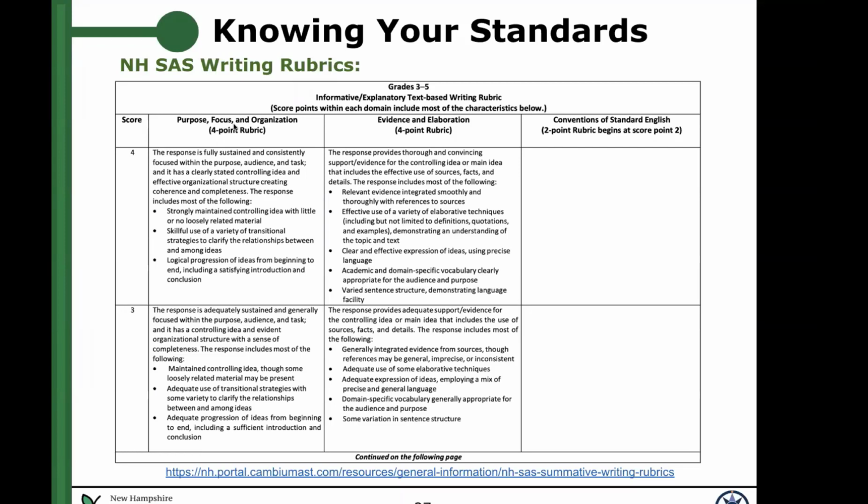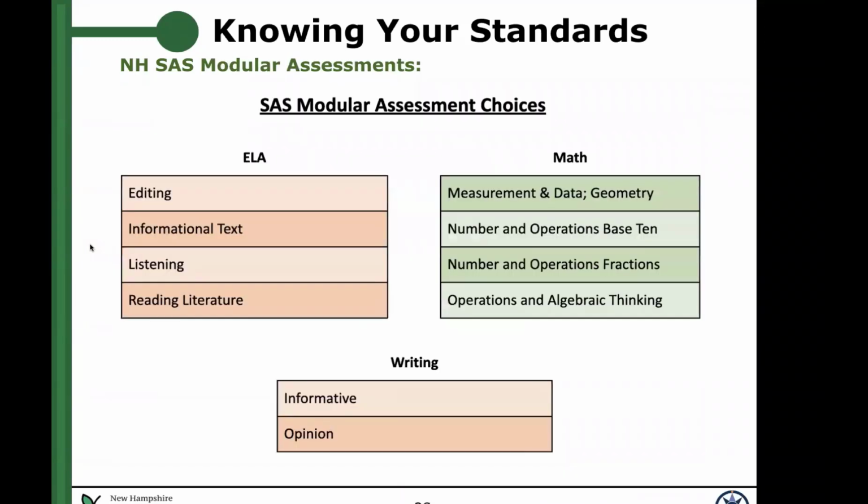And so when it comes to purpose, focus, and organization, this is what a student needs to do to score a 4. This is what they would need to score a 4 in evidence and elaboration. And then conventions is only 2 points, so it doesn't start until the next page here, and it would tell you what they would be able to do to score the 2 points. But again, this is a score of 4, 3, and then there's also a 2 and a 1. All of this is available on that Cambium portal for you to take a peek at.